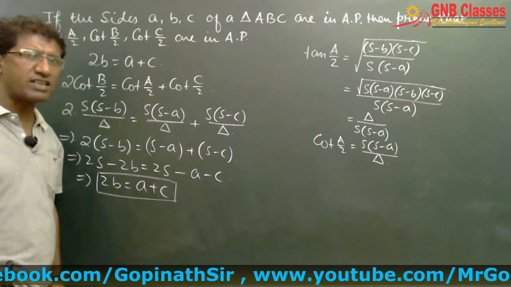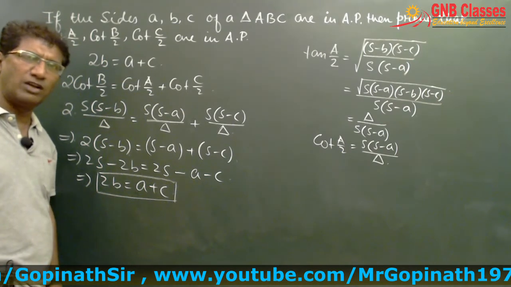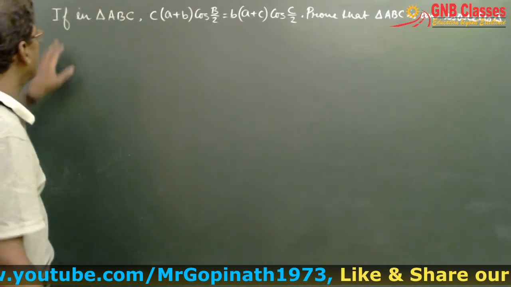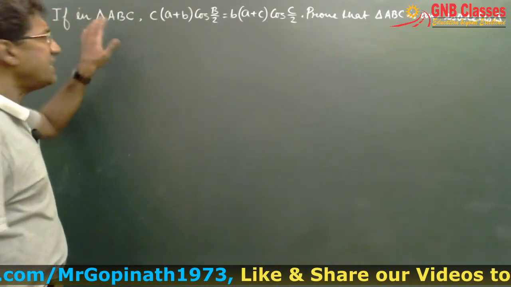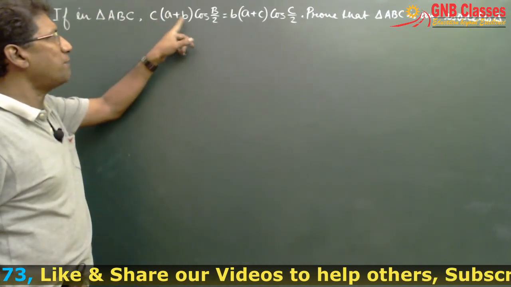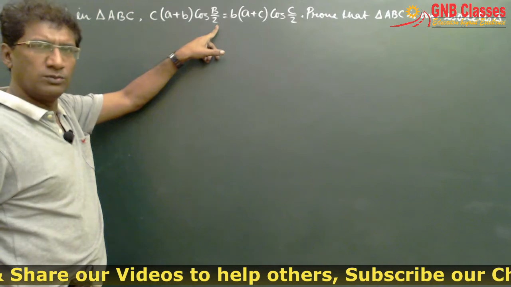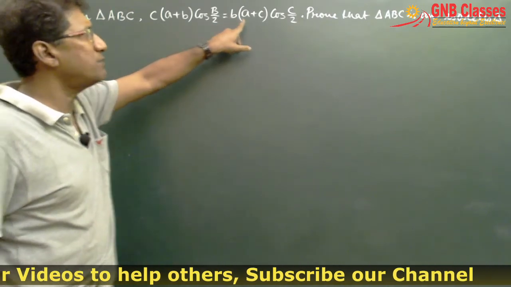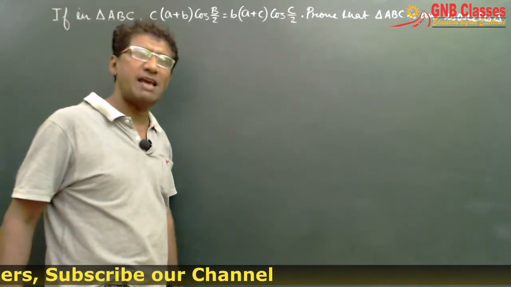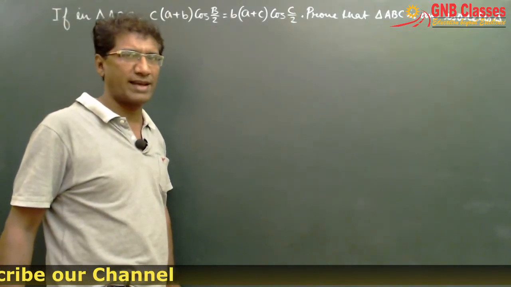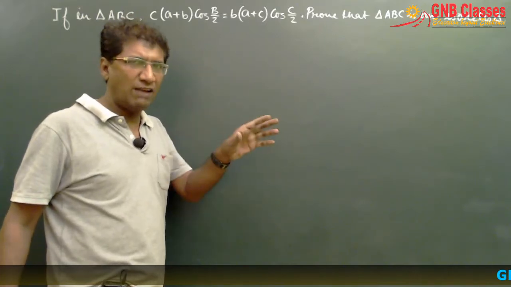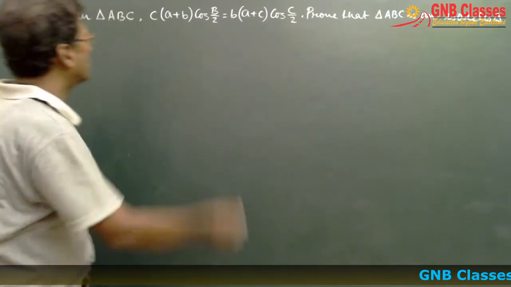Now let us move to the second question based on the half angle formula. In the second problem they have said that if in any triangle ABC, c(a plus b) cos B by 2 equals b(a plus c) cos C by 2, then prove that triangle ABC is an isosceles triangle, right? Here we will apply the half angle formula to solve this problem.